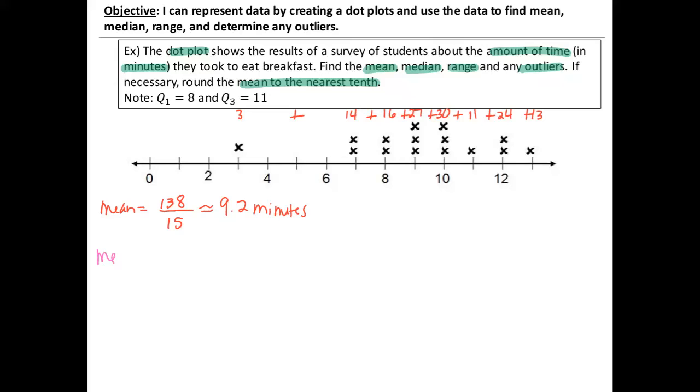Okay, my median. Remember, the median is the middle number. So in a dot plot, you can just go cancel out stuff until you get to the middle. So for example, I have one value here, one value here. I'm going to keep going until I get to the middle. I have 2 from here, 2 from here. I have 2 from here, 2 from this side. And then I can cancel out 2 from this side, 2 from this side. So then I end up with this value in the middle, which is 9. So my median is 9 minutes.